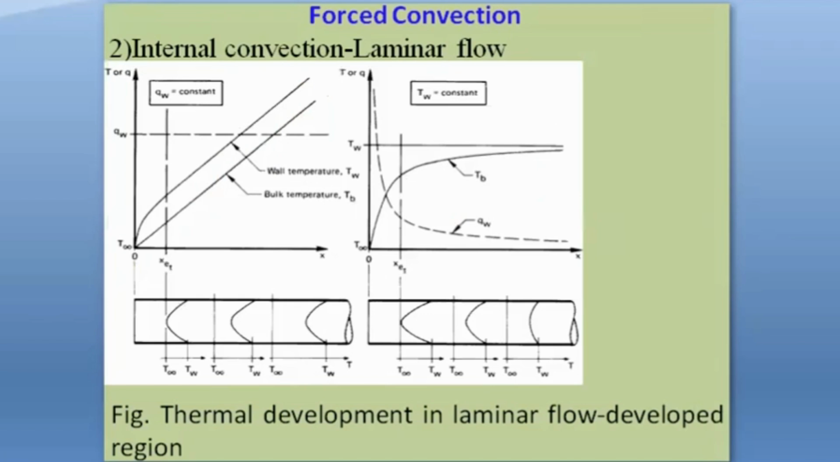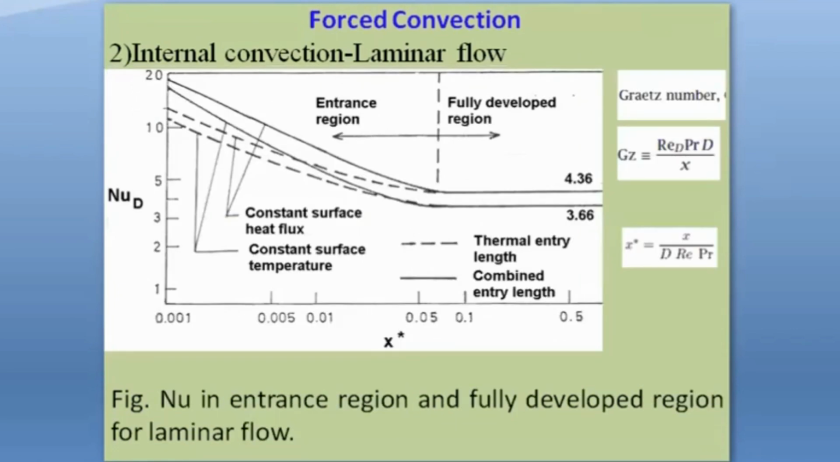Okay, there will be a single value for the Nusselt number. So that value I am telling here. It is 3.66 and 4.36. Okay, now what happens?